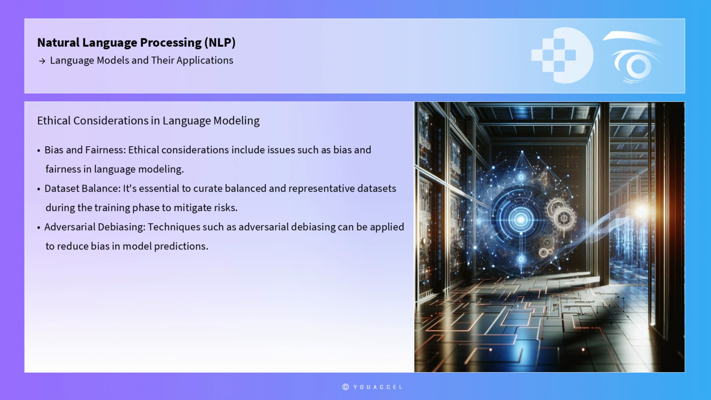Ethical considerations in language modeling encompass issues such as bias and fairness. Language models trained on biased datasets can inadvertently perpetuate stereotypes and discrimination. To mitigate these risks, it's essential to curate balanced and representative datasets during the training phase. Additionally, techniques such as adversarial debiasing can be applied to reduce bias in model predictions, promoting fairness and inclusivity.